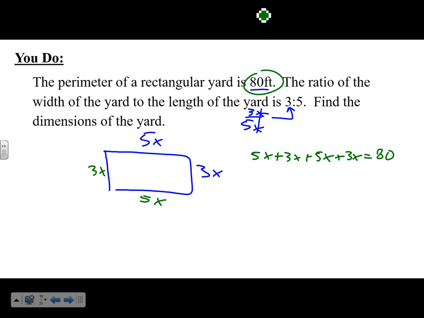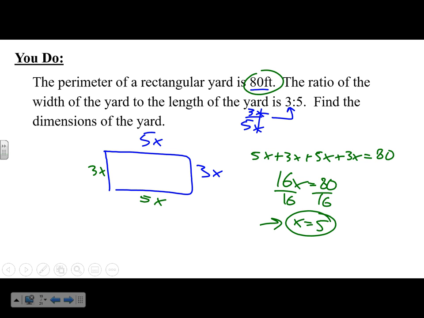That is 16x when you add those together. Divide both sides by 16. x is 5. Again, it says find the dimensions, so x being 5 is awesome, but that's not our answer. We need to plug that in. So 5 times 5 is 25 feet, and 3 times 5 is 15 feet.